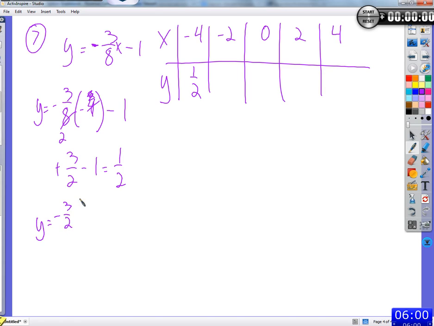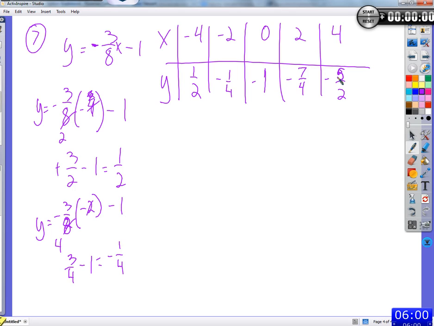Doing this, -3/8 × -2. So we have 3/4 − 1. So -1/4. Come back here, we get the idea so far. Here I get -1/4, or sorry, -1, -7/4 for 2, and -5/2 for 4.